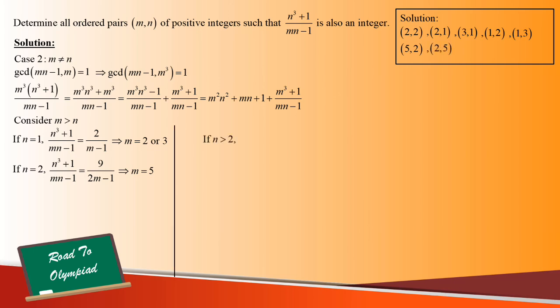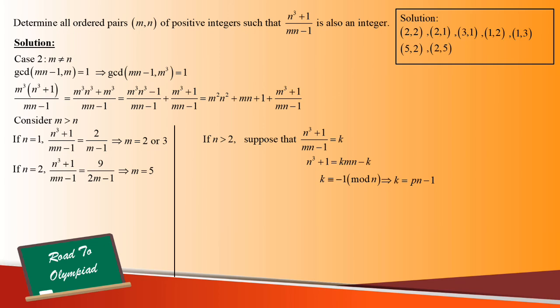For n greater than 2, suppose that the fraction is equal to k, where k is an integer. We have n cubed plus 1 is equal to kmn minus k. Taking congruence modulo n, we have negative k is equal to 1 mod n, or k is equal to negative 1 mod n. This implies that k must be equal to pn minus 1 for some integer p.